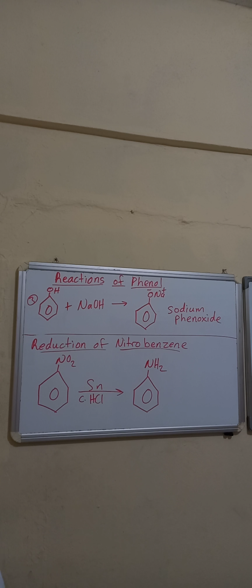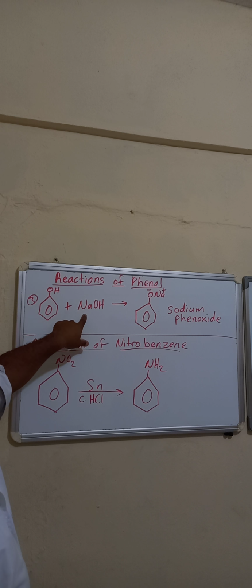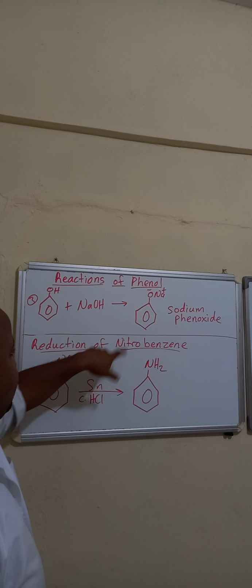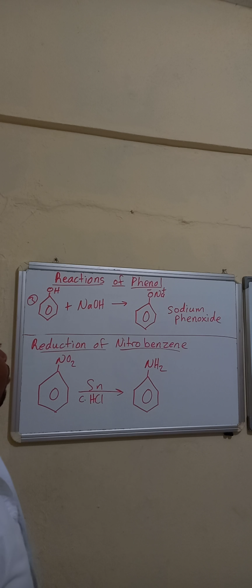Alright, so the last reaction of phenol that you need to know is the reaction of phenol with sodium hydroxide. The sodium will replace the H, will replace the hydrogen, so you will get sodium phenoxide.